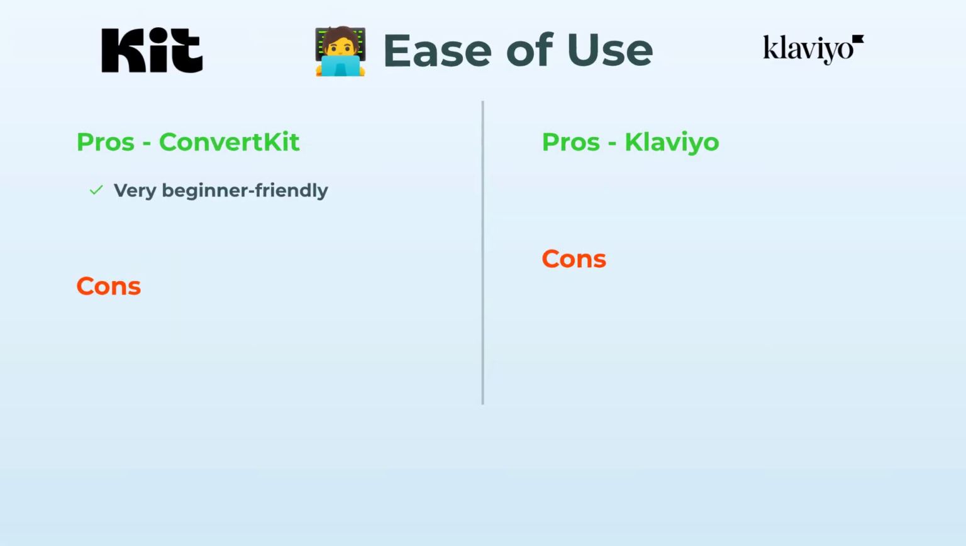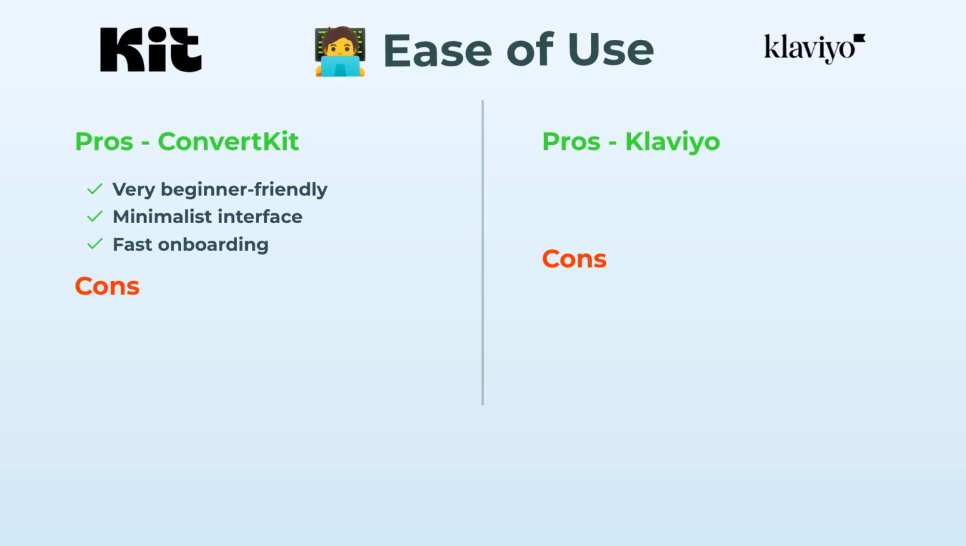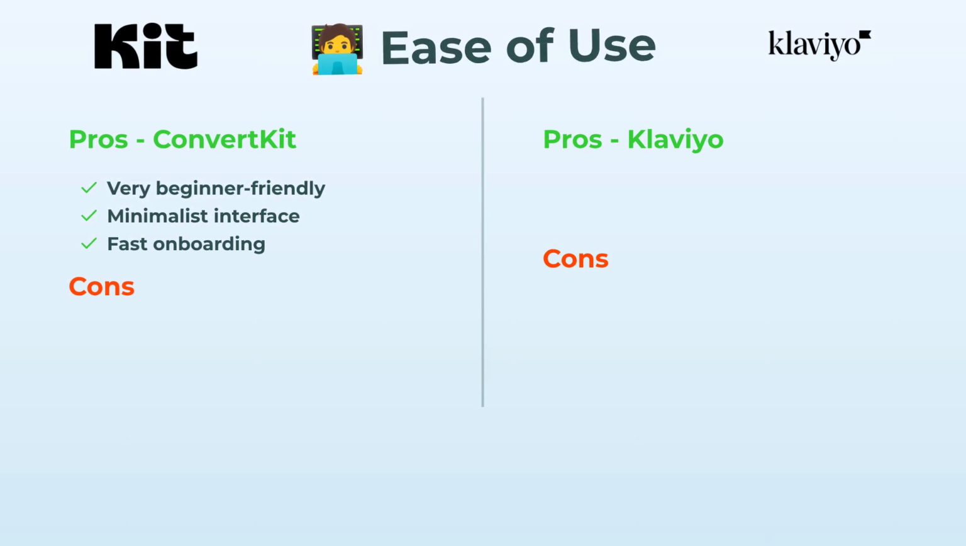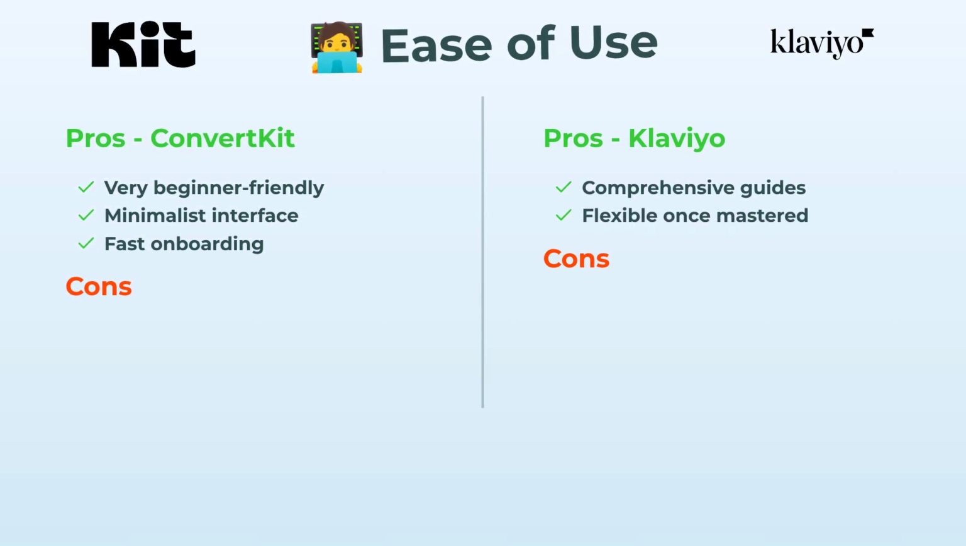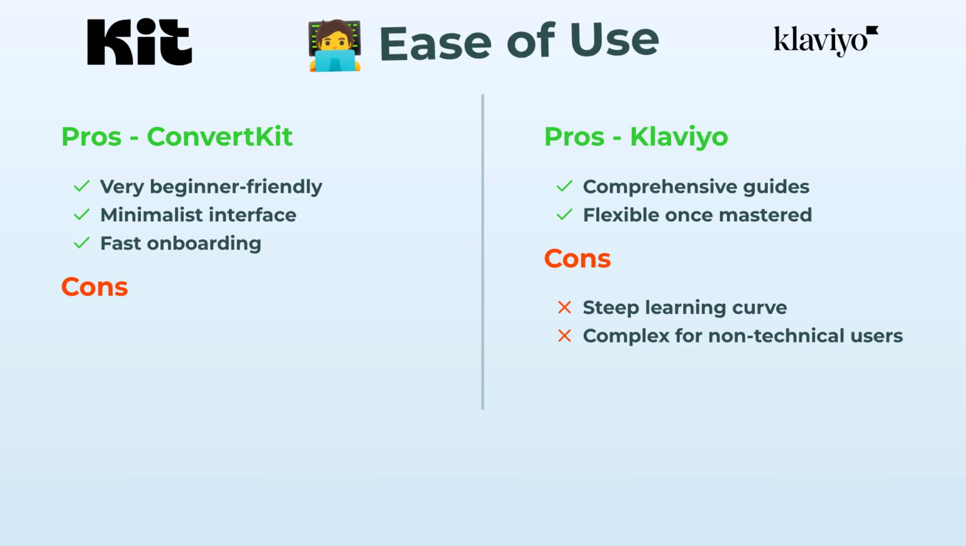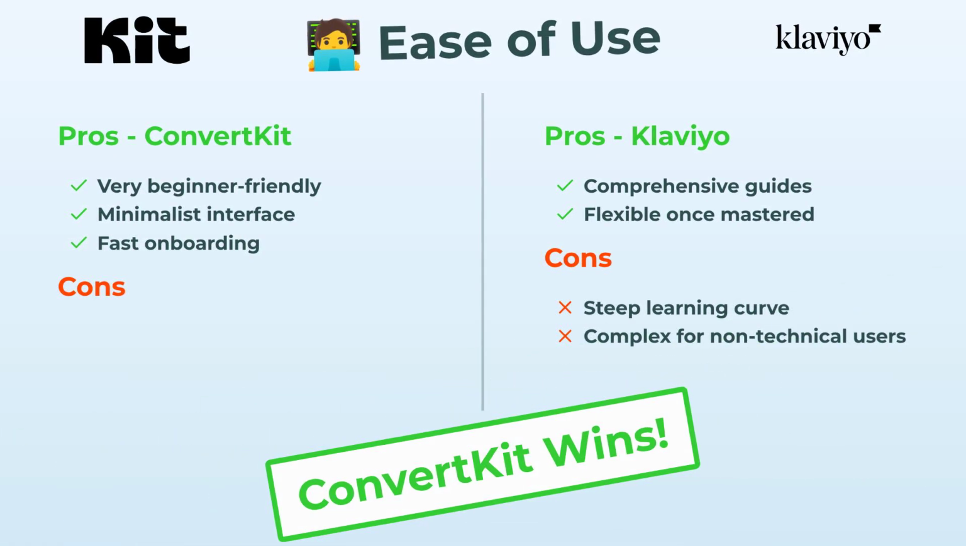All right, ease of use. ConvertKit is a breath of fresh air. Super beginner-friendly, minimalist interface, and honestly, you can get up and running in like minutes. If you hate complicated dashboards, this is the one. On the flip side, Klaviyo's got comprehensive guides, and once you master it, it's crazy flexible. But getting to that point, yeah, there's a pretty steep learning curve, especially if you're not technical. ConvertKit definitely takes this round.